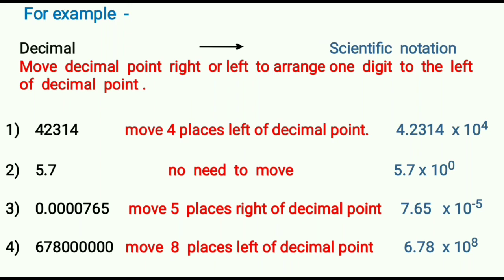Next is 0.0000765. We have to move 5 places right of decimal point. We have to move right side, so exponent of 10 will be negative. That means 7.65 multiply 10 raised to power minus 5. Next is this number. We have to move 8 places left of decimal point. We have to move left side, so exponent of 10 will be positive. So scientific notation is 6.78 multiply 10 raised to power 8.